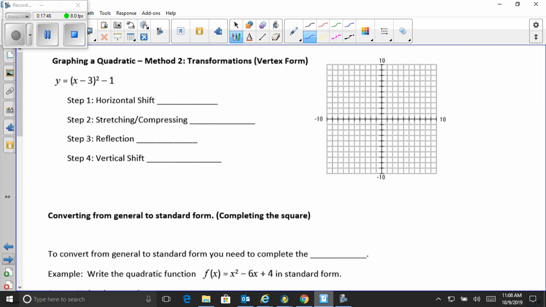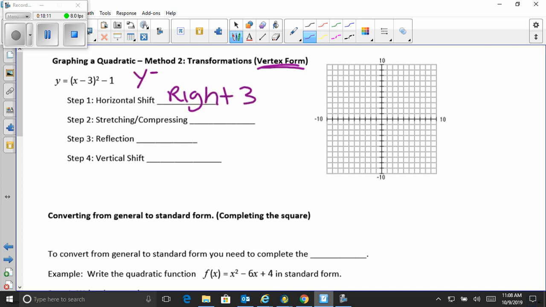Now, what about using transformations? We did this when we did our transformations last unit. So you can use transformations, but it only works when you're in standard or vertex form. So if I'm looking here, my horizontal shift is a negative, it says -3, but remember that means it goes the opposite way, so it goes right 3.